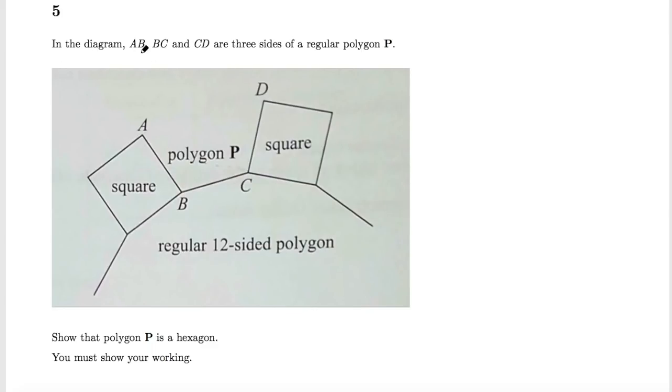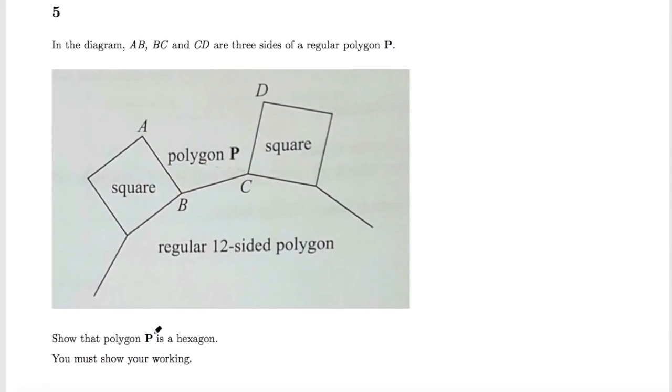Question 5 says, in the diagram AB, BC and CD are 3 sides of a regular polygon P. So there are these lines here, and there's some shape inside there. You can imagine these sides continuing. And it asks us, show that polygon P is a hexagon. You must show your working. And there's some more information in the picture. It says this is a regular 12-sided polygon, in other words a dodecagon, and these are squares.